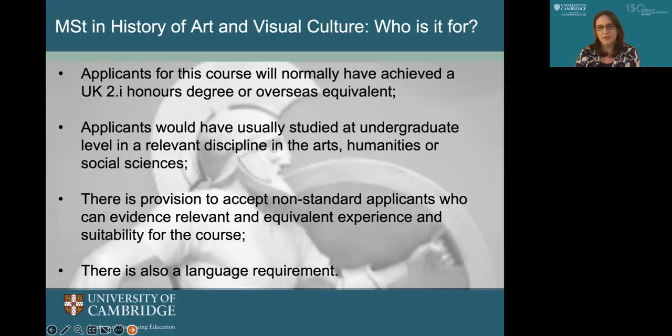But there is provision, of course, at ICE to accept non-standard applicants, and this may involve you having worked professionally, perhaps in the art world or with objects or with art history, perhaps in your job for a number of years, and that would be equivalent experience to that academic experience. And there is also a language requirement, which we can talk about with colleagues later if anyone has questions about that.